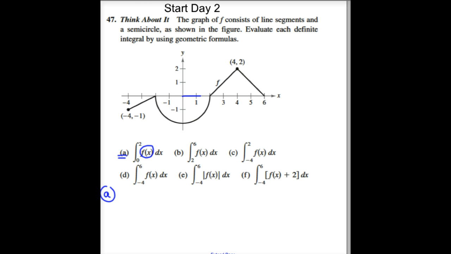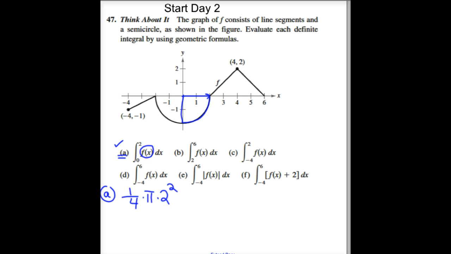From 0 to 2, along the x-axis, I need to find the area between the curve and the x-axis. So it's really just that little wedge right there. That's what this is asking me to do. So that is a circle of radius 2, and it's a fourth. So I go 1/4 pi r squared.